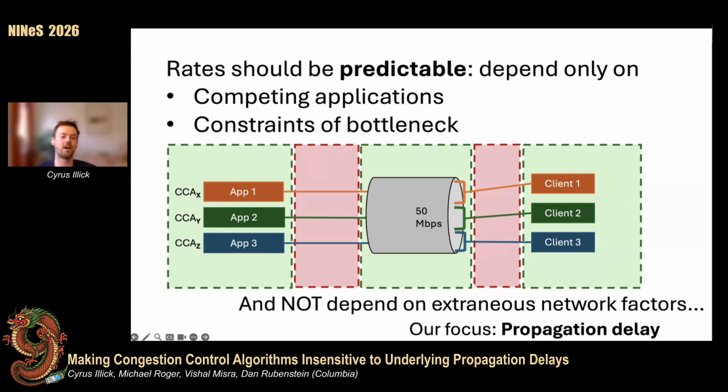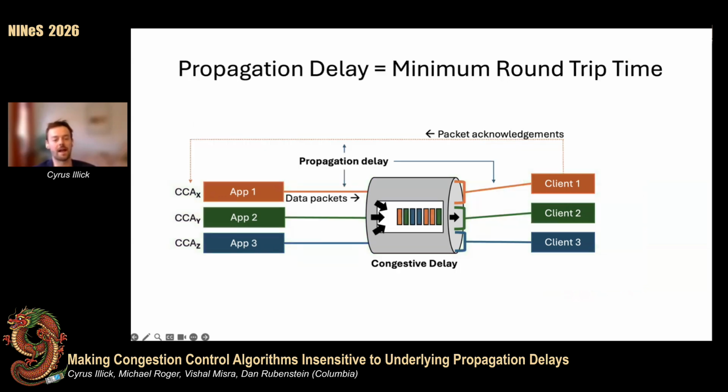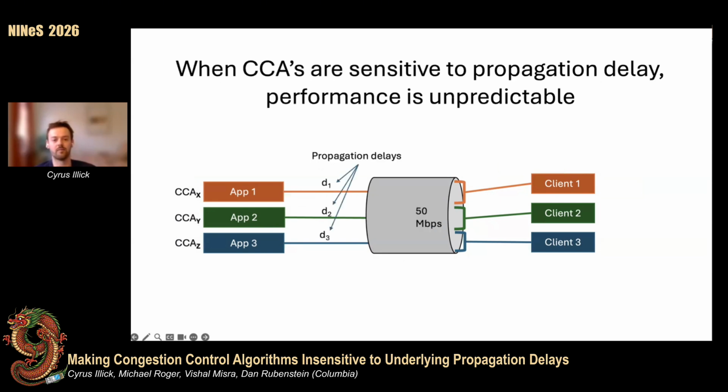In particular for this talk, the network factor is end-to-end propagation delay. As a refresher, propagation delay is the minimum achievable round trip time, which is the minimum time it takes for a packet to go from the sender to the receiver and for the acknowledgement of that packet to return to the sender. We view propagation delay as an extraneous factor because it cannot be altered by the end host, which is different from congestive delay or queuing delay, which will depend on the properties of the bottleneck and on the aggressiveness of the CCAs that the applications choose to utilize.